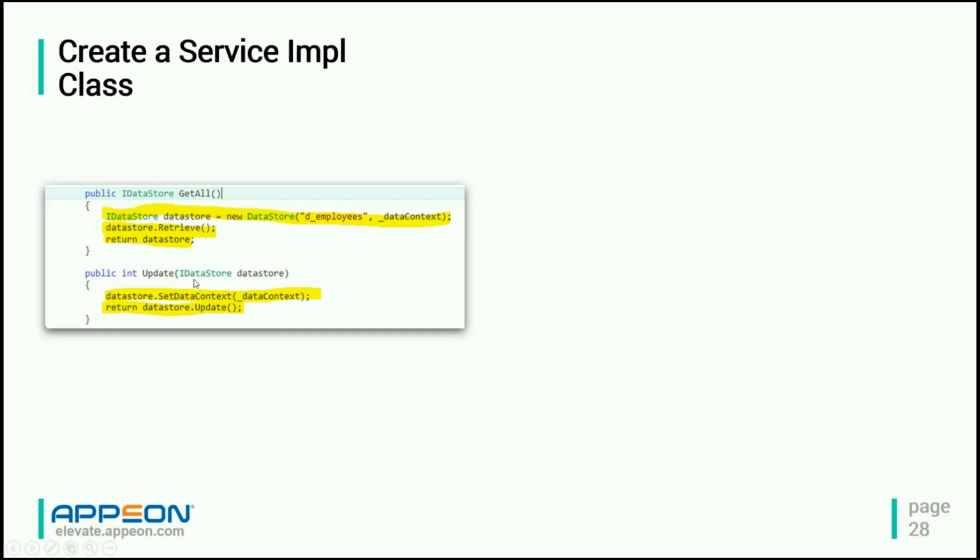For the update, I take in the data store, I set data context, and basically this is a SetTrans object. I'm giving it the data context, which is essentially my database connection. And I just issue an update statement and return the result of that back out of the method.